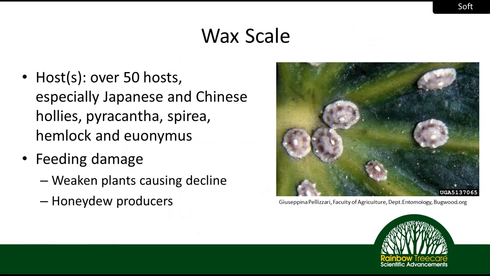It has over 50 different host plants, including Japanese and Chinese hollies, spirea, hemlock plants, and euonymus plants. It is a bizarre-looking insect that's sort of bulbous and purple. And you see them on the plant well after the insect is gone. So a squish test is actually helpful to determine whether the insect pressure is very high or not high at all. They do cause some major weakening of the plant, which can cause decline. However, the main issue with wax scale is the honeydew. They are prolific honeydew producers.